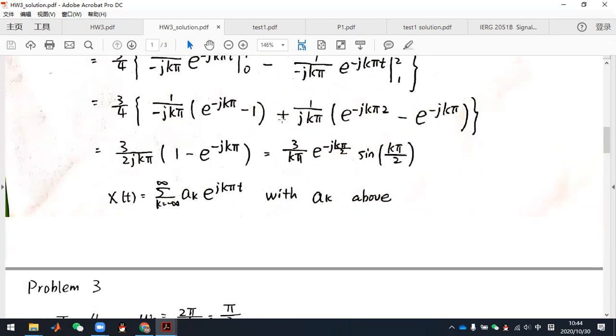So we can combine them together. We just need to change this term as 1 minus exponential minus jk pi, and we change the minus sign to a plus sign. So we add them together. This is the final result. This expression is enough.